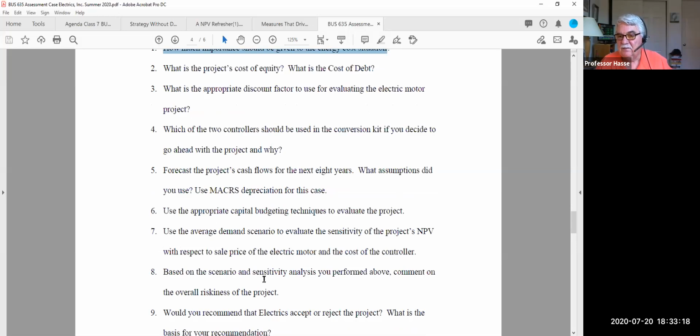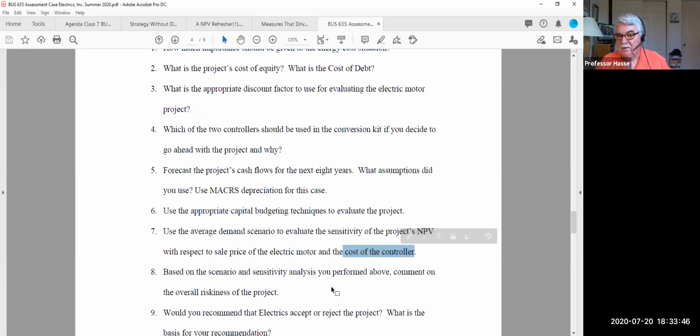Here are your 2 sensitivity variables. A lot of times students panic. Mr. Hansey, where is this? Using the average demand scenario to evaluate the sensitivity of the project's net present value with respect to the sales price of the electric motor and the cost of the controller. There's your 2 sensitivity variables. The selling price and the cost of the controller.